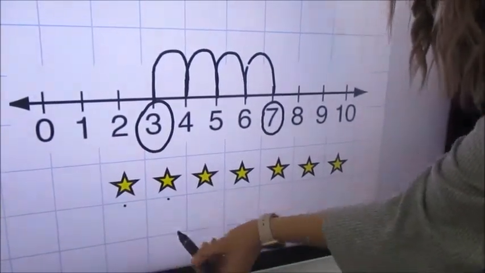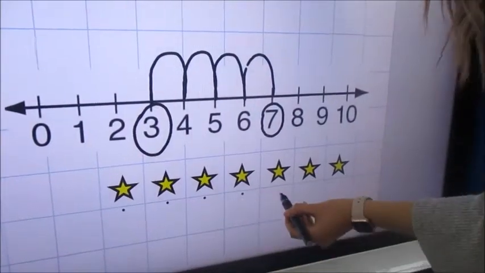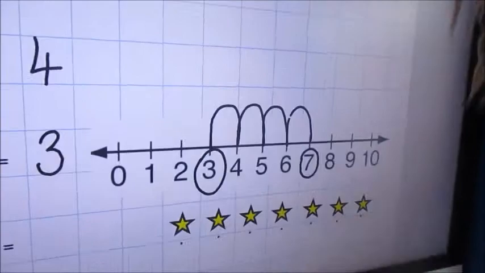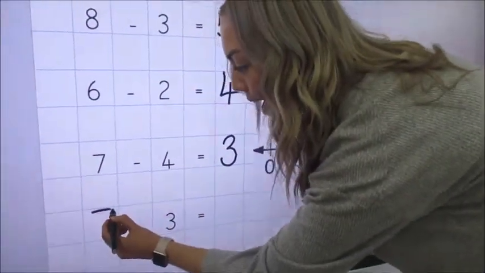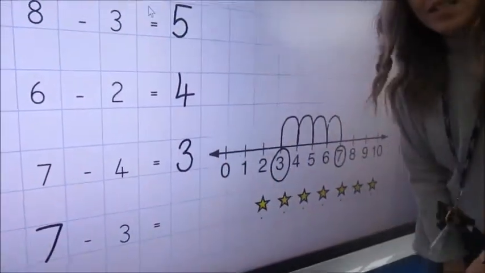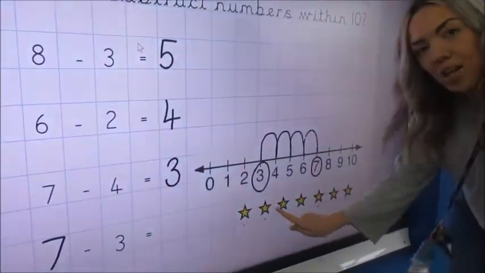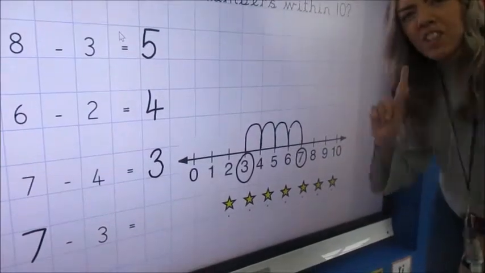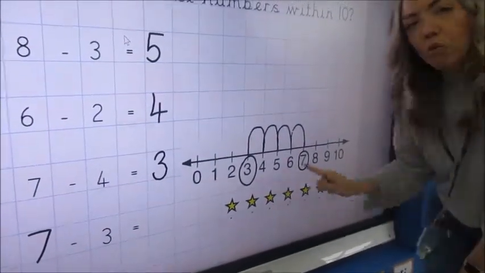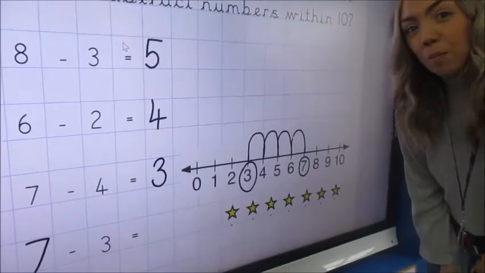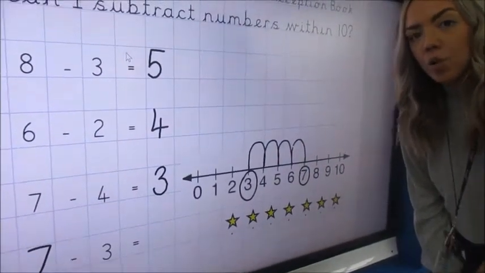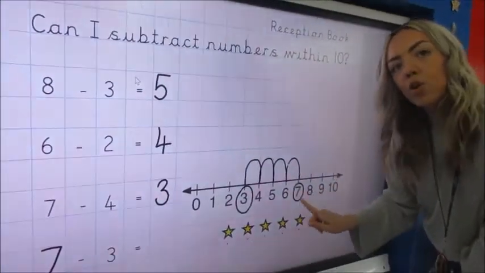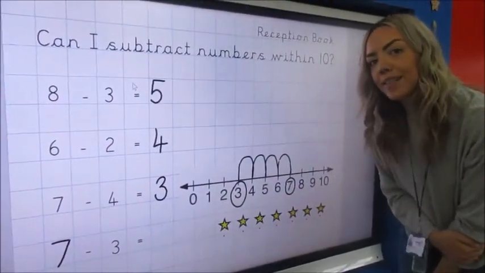1, 2, 3, 4, 5, 6, 7. So I'm going to start with 7. Now when I was counting, did you see that I touched each object one at a time to make sure that I was being really careful and I wasn't rushing, otherwise my number might have been wrong. And that's called one-to-one correspondence, and it's when we make sure we're touching each object one at a time.